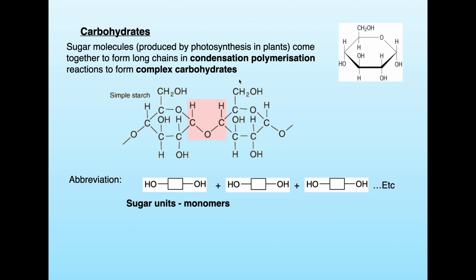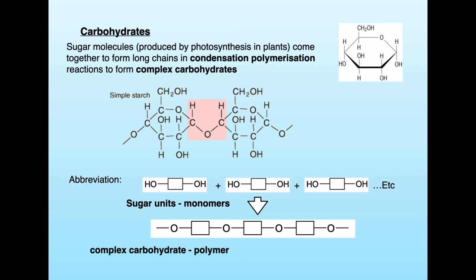You can abbreviate it as a molecule with two OH groups on each end, and then it attaches to the next sugar molecule. And if this is going to attach with an oxygen bridge, which molecule is going to be condensed? Which molecule is going to be lost? It's a water molecule, isn't it? Every time these two come together, we lose H2O and an oxygen forms the bridge.